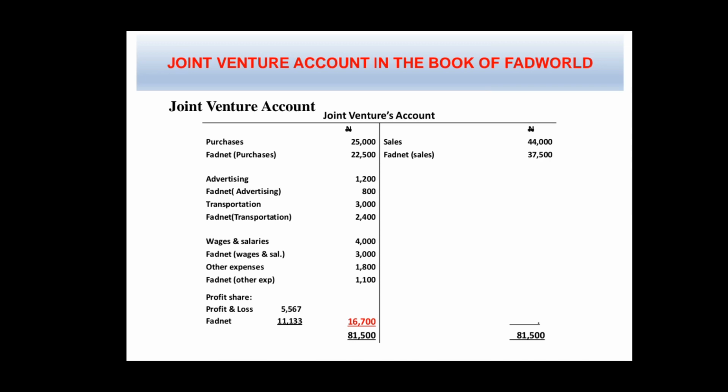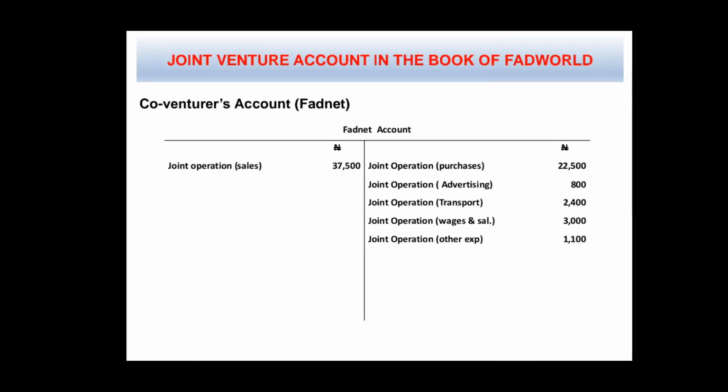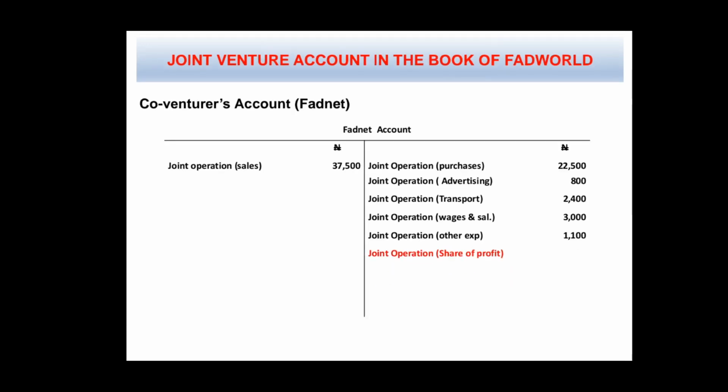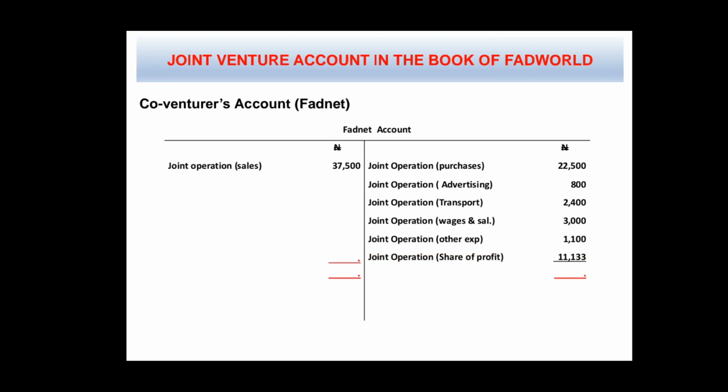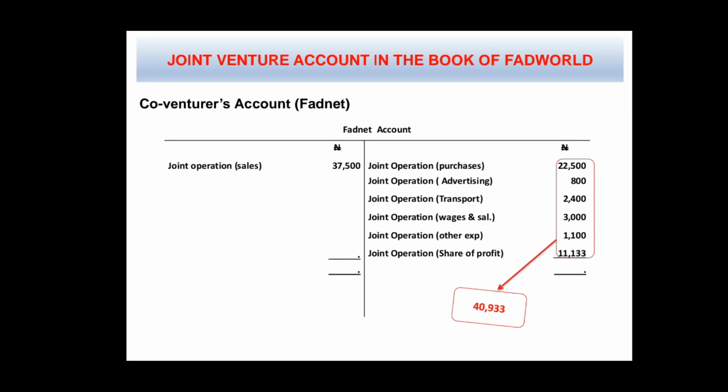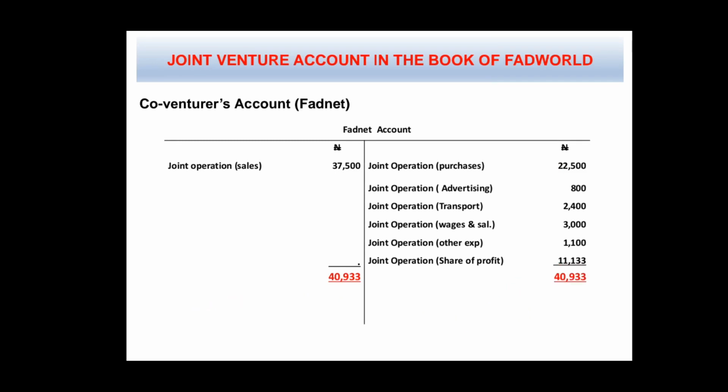So the Fadnet share of profit will now be transferred to its own account, that is the Fadnet account prepared by Fadward. So this Fadnet account, then we have joint operation share of profit. How much? 11,133. Since there is no other entry again, we also close the Fadnet account. So let's close the account. So let's add all the entries at the credit side, since what we have at the debit side is 37,500. So 22,500 plus 800 plus 2,400 plus 3,000 plus 1,100 plus 11,133. That is going to give us 40,933. Compared to the amount we have at the debit side, we can see the credit side is bigger than the debit side. So that's the amount that will be written at both sides. That is 40,933.